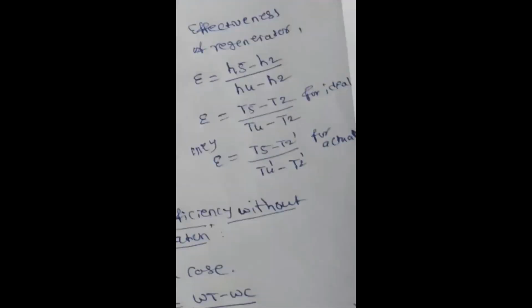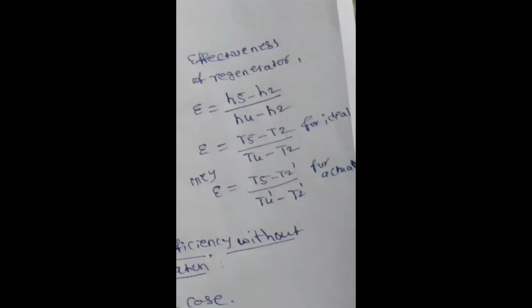For the ideal case, the effectiveness is (H5 minus H2) divided by (H4 minus H2). For the ideal case you write Cp into temperature difference, so it becomes (T5 minus T2) divided by (T4 minus T2). And for the actual case you can write (T5 minus T2 dash) divided by (T4 dash minus T2 dash). This is very important. Effectiveness of 100% would mean 100% efficiency. Sometimes regenerators lie between 70 and 80%.